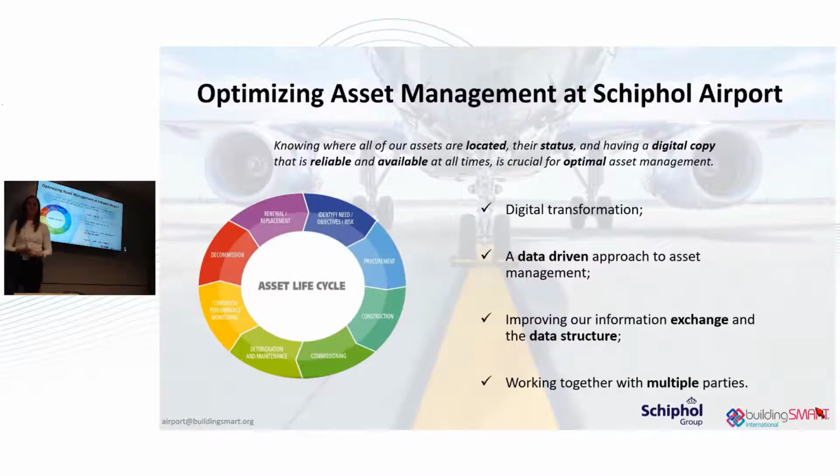So what does that mean? This is really MC 2019, the main contract. The change in how we work is supposed to be optimizing asset management at Schiphol Airport, with really the goal of knowing where all of our assets are located, their status, and having a digital copy that we can rely on and is available at all times, which is just crucial for optimal asset management.